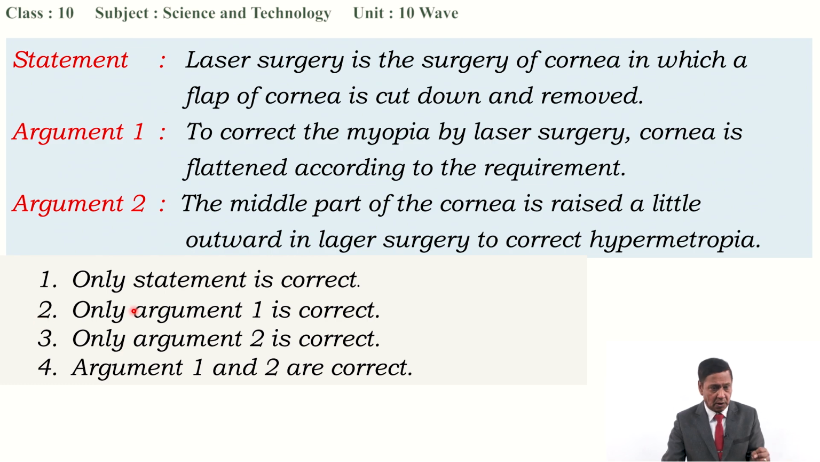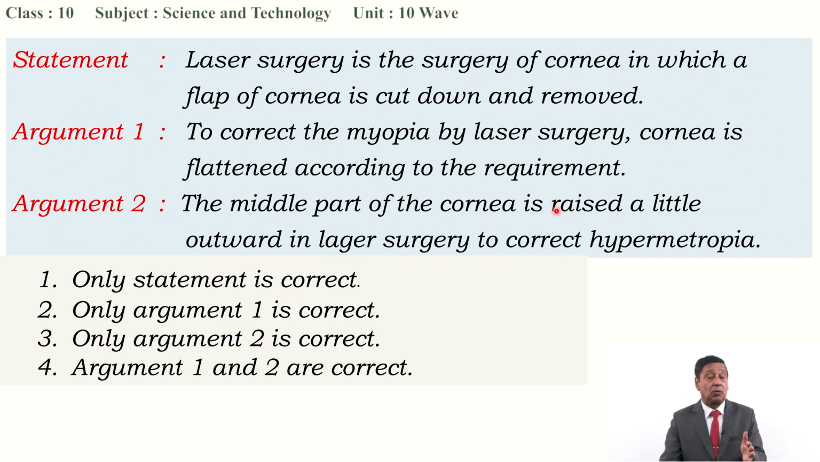Now let's go through another option. Only argument 1 is correct. To correct myopia by laser surgery, the cornea is flattened according to the requirement. Yes, I told you about this. The front side of the cornea is flattened a little to decrease its power to correct myopia. Yes, but it says only argument 1 is correct. Argument 2 may also be correct. That's why we have to go through this also.